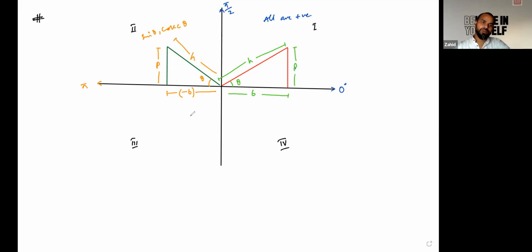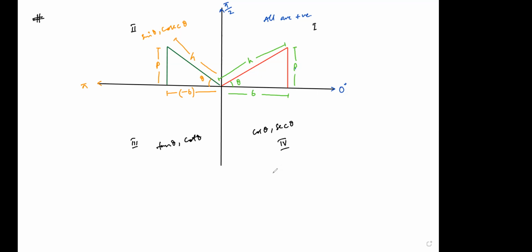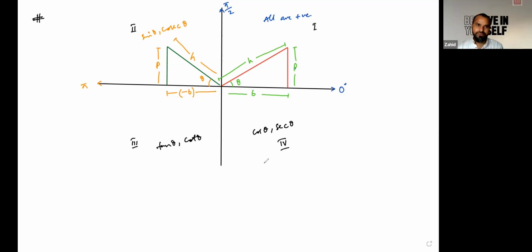Similarly, if we define for the third quadrant, tan theta and cot theta would be positive, the rest of all others would be negative. And similarly for the fourth quadrant, cos theta and sec theta would be positive, the rest of all would be negative. So from this, we can conclude which of the trigonometric ratios would be positive in which of the different coordinate plane or Cartesian segment. Is it clear?